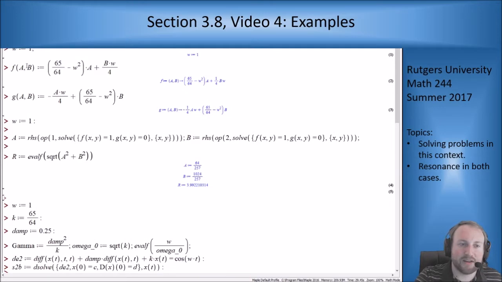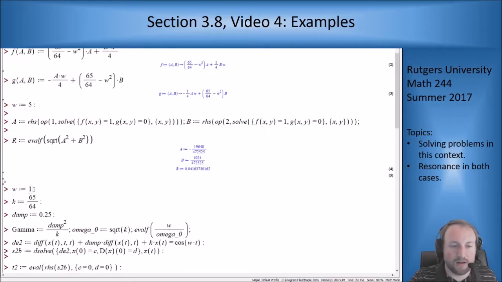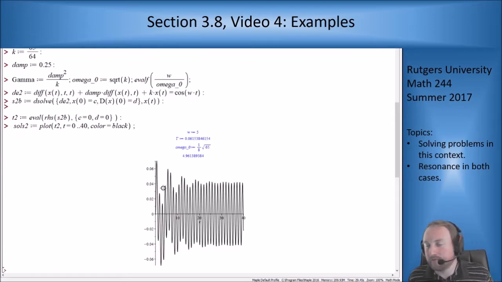If I plug in something different, so say I plug in 5, my R this time is 0.04, which means I'm getting a really, really squished down solution instead of something that grew bigger than the forcing value of 1. And again, if we plug it in down here, we'll see the same result of a squished down solution.